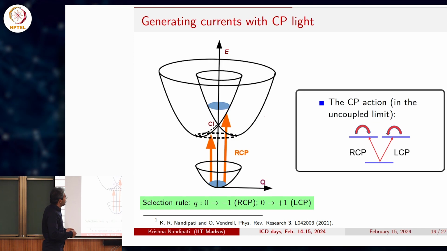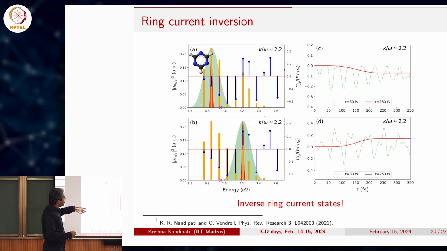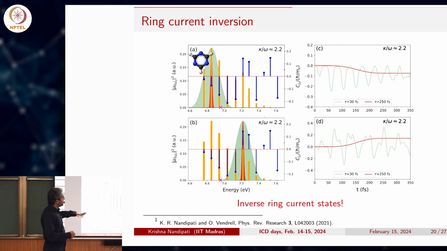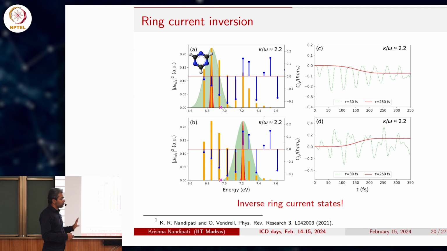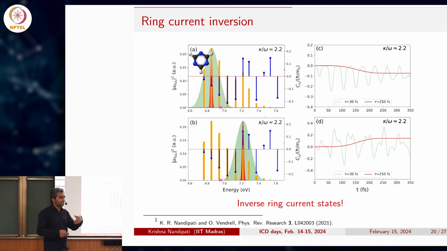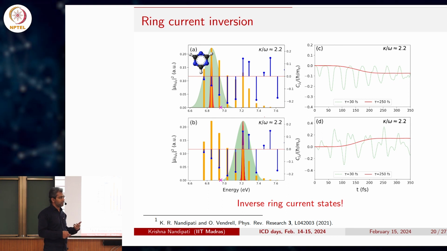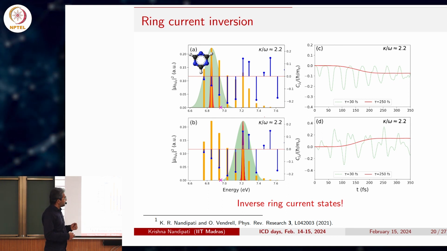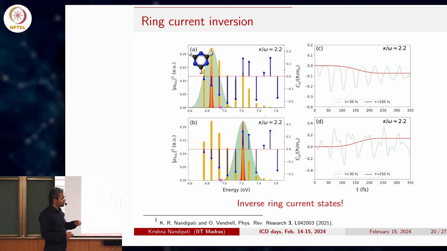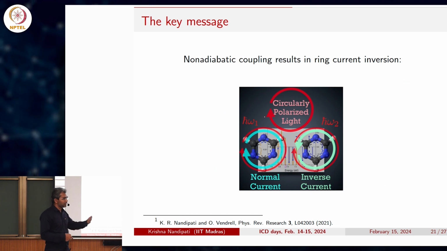So one can trigger these currents by applying circularly polarized laser pulses at different portions of the spectrum. So that's what the vibronic coupling effects do: they suppress the net electronic ring currents. That's the message. And the other message is that the vibronic coupling effects are also responsible for so-called inverse ring current states, but I stop here, otherwise I have to define inverse ring current states and things like this.